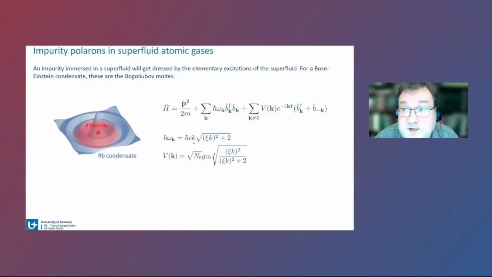You see it starts as a sound mode with velocity c, and then around the inverse healing length, it turns over to more particle-like. Note that the interaction strength here is no longer going down as 1 over k, but for large k, it's going to a constant, and so that will need some renormalization.